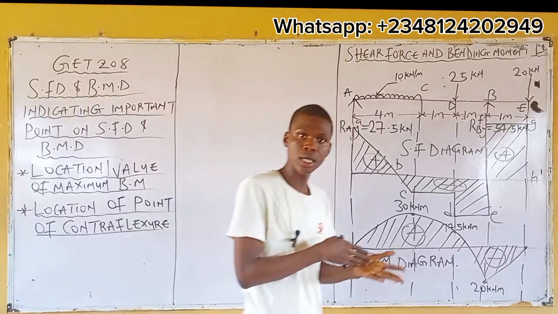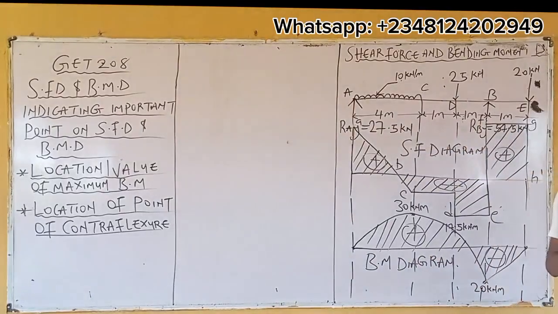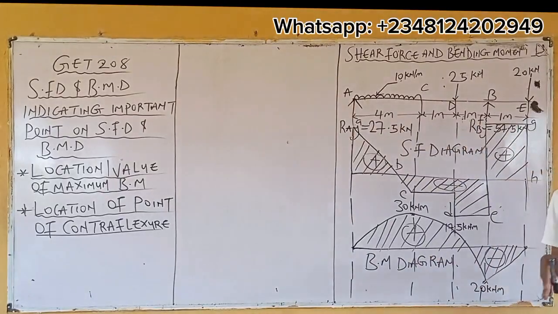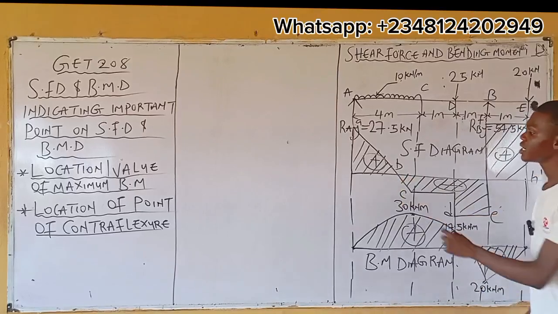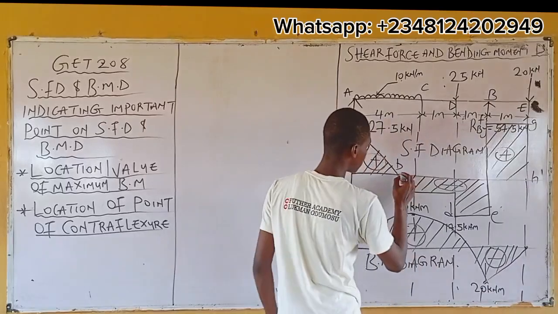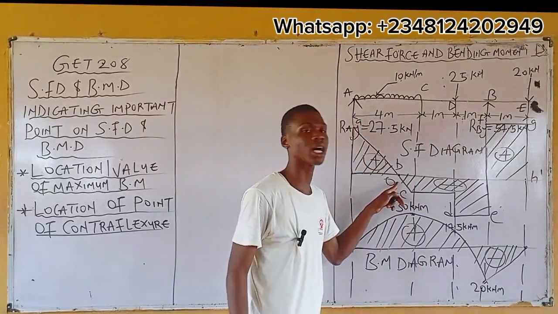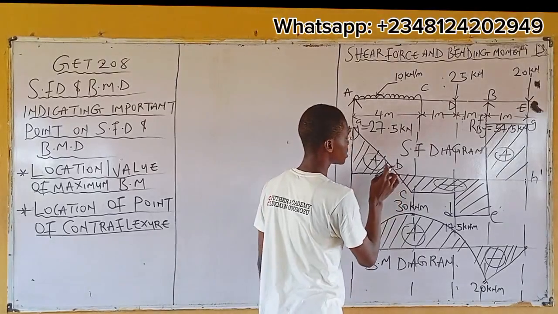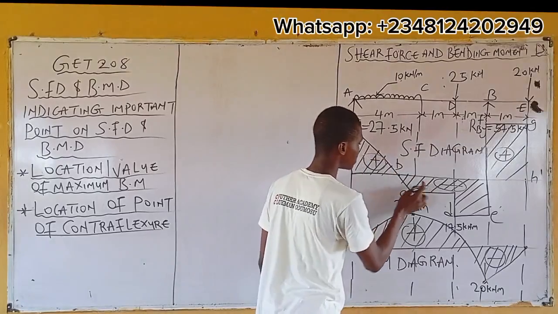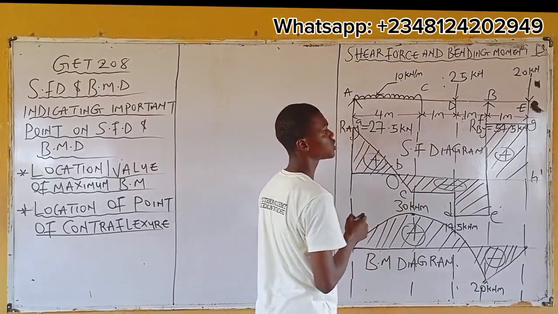Is it point A? We've indicated it already. Just say it. Is it point A? Is it B? Is it C? At what point? At point B, right? If shear force is changing at point B, it means the value here is what? 0. Meaning shear force is 0 at this point. Are you getting me? Yes, sir. If shear force is changing its sign from positive to negative at point B, it means shear force is 0 at this point, right?